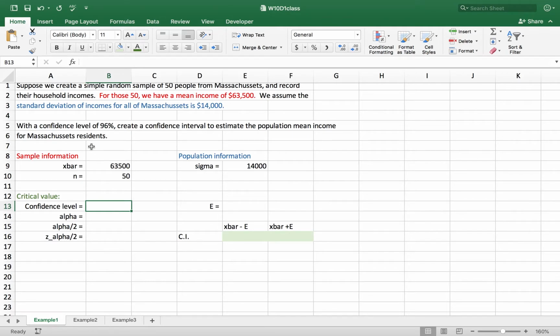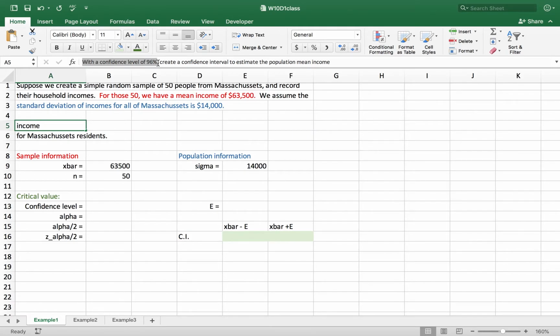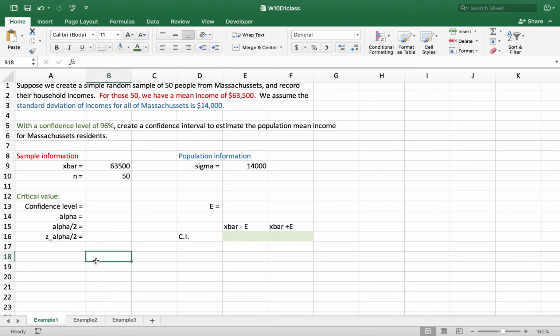Now, the critical value work comes entirely from the confidence level that we're setting, right? Remember, the confidence level is just our fancy way of saying how successful should this confidence interval process be. So highlighting that we want to be 96% successful. In other words, we want to be 96% sure that the random sample we collect leads to a confidence interval that intersects our population mean. So we set our confidence level to be 0.96.